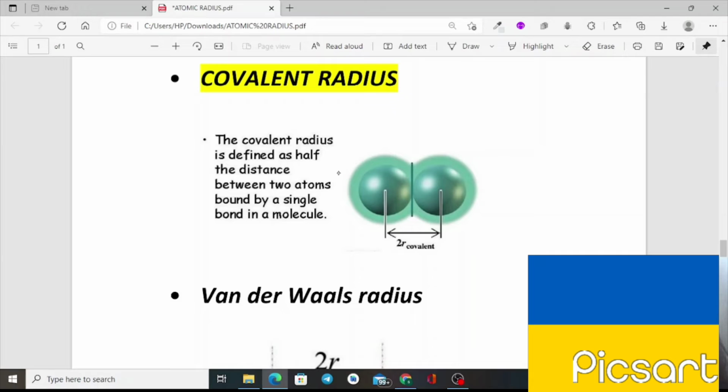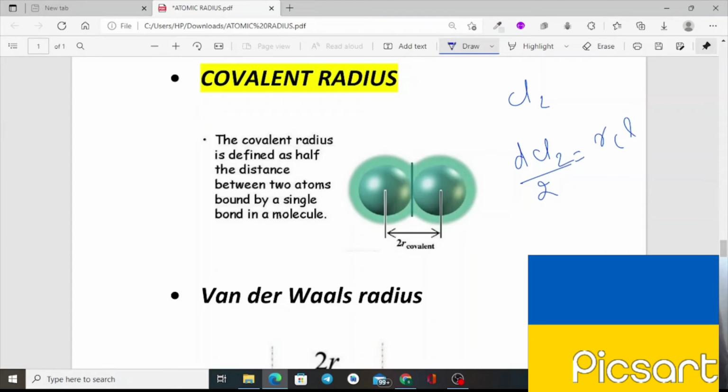The covalent radius is defined as the half of the distance between the two atoms bonded by a single bond in a molecule. Like we have the Cl2 molecule, and half of the internuclear distance between the chlorine atoms will give us the radius of one chlorine atom.